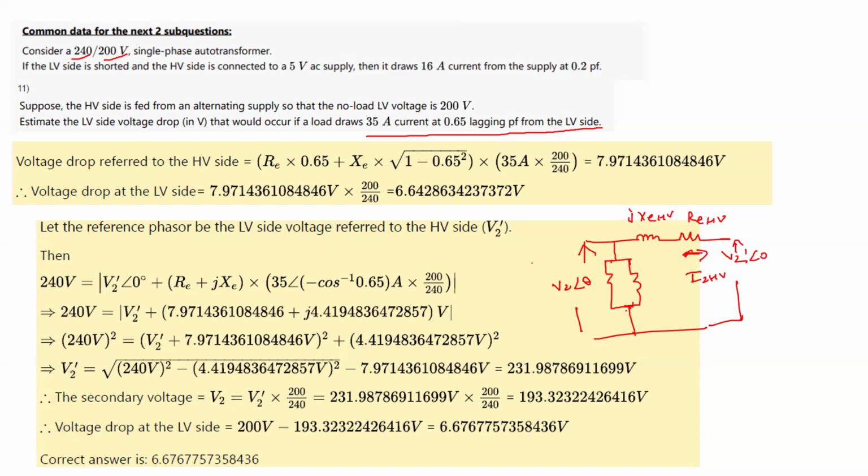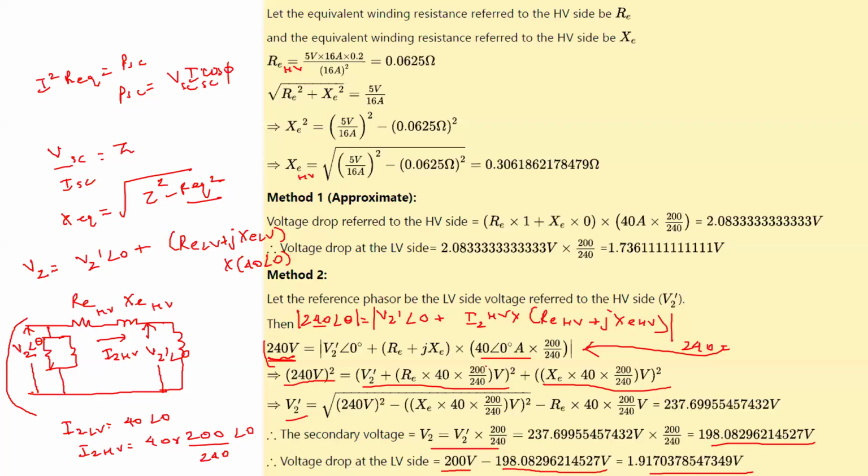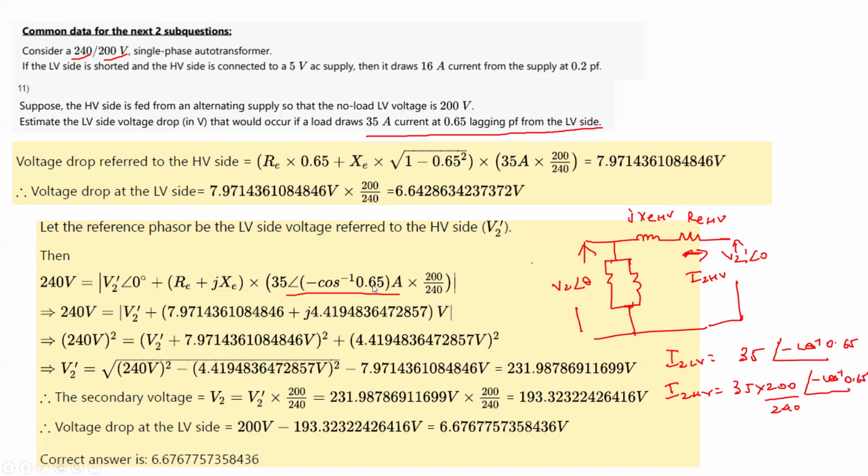Now what is the I2 LV? As per the question, the I2 LV is 35 ampere at 0.65 power factor lagging. Now what will be the I2 HV? It will depend on the transformation ratio, which is 200 by 240. So I2 HV is 35 into 200 by 240 angle minus cos inverse 0.65. Previously we had 40 ampere at unity power factor and then transferred it. Now we have 35 ampere at 0.65 power factor lagging, so for lagging I have written it with a minus sign, along with the transfer ratio.